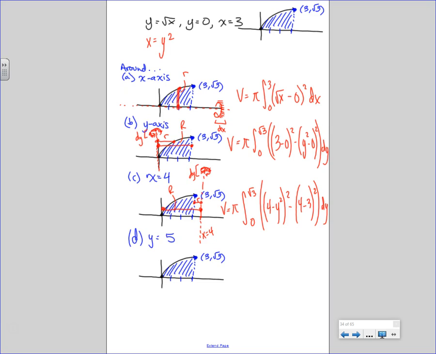I'm so confused about why. Okay, who's bigger? Right now, if you were to plug in at 1, square root of x, that's 1, right? Is the x value 4 bigger or smaller than the x value of 1? Bigger. So we need to go bigger minus smaller.